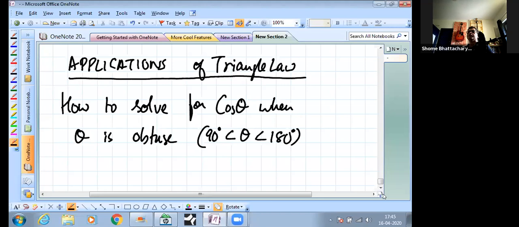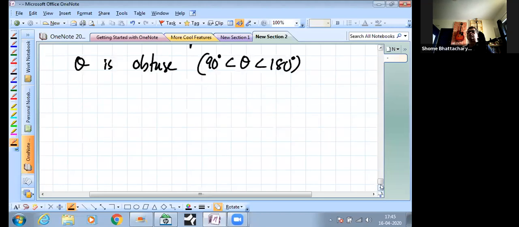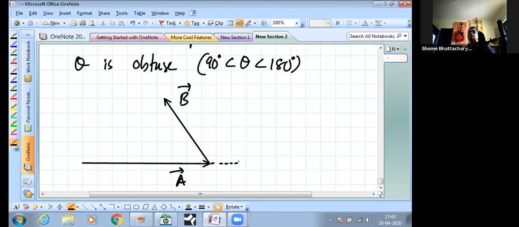So in other words, when our vector diagram looks something like this, that when we are trying to solve this kind of situation, the vector A and the vector B, they are such that this angle theta is obtuse, and we are trying to find the resultant using that formula. Okay, so theta is an obtuse angle now.